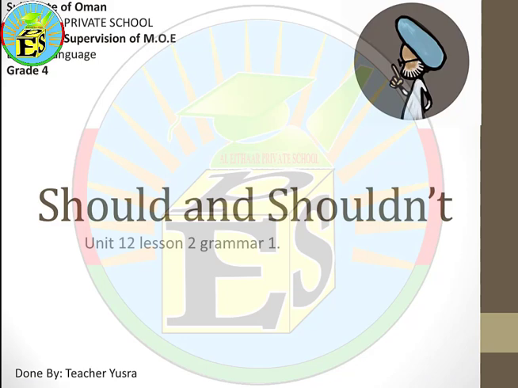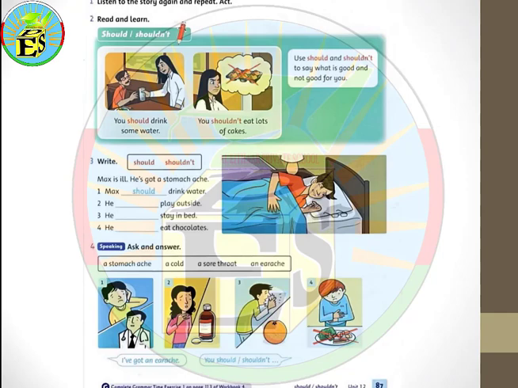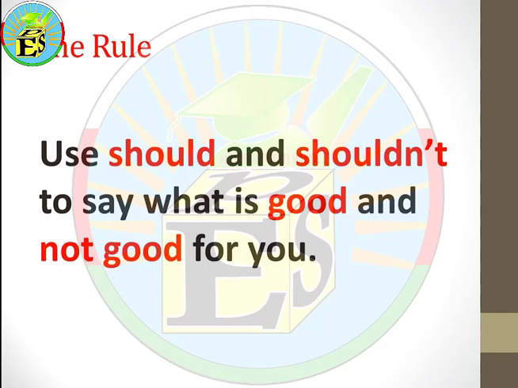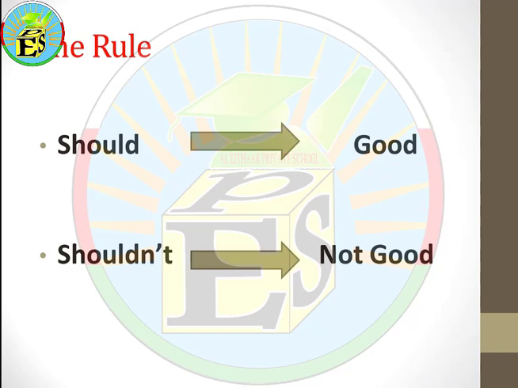Today we will learn a new grammar rule, and we will learn how to use should and shouldn't. I want you to open the second page of Unit 12. This page here. Now, I will tell you the rule. We use should and shouldn't to say what is good and not good, according to us. Okay? So should means something good, and shouldn't means something that is not good.